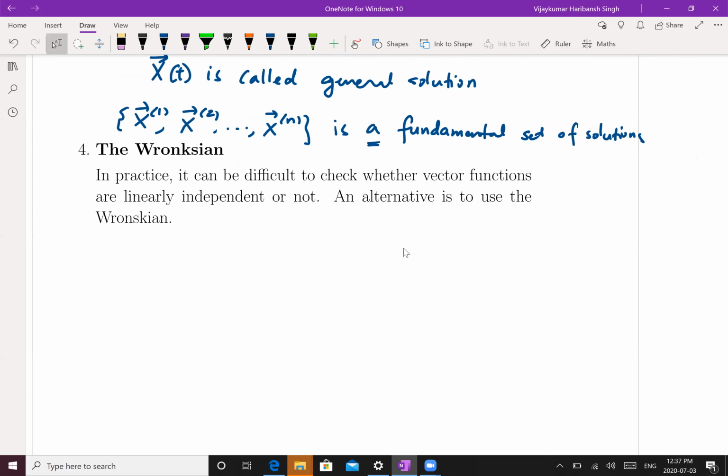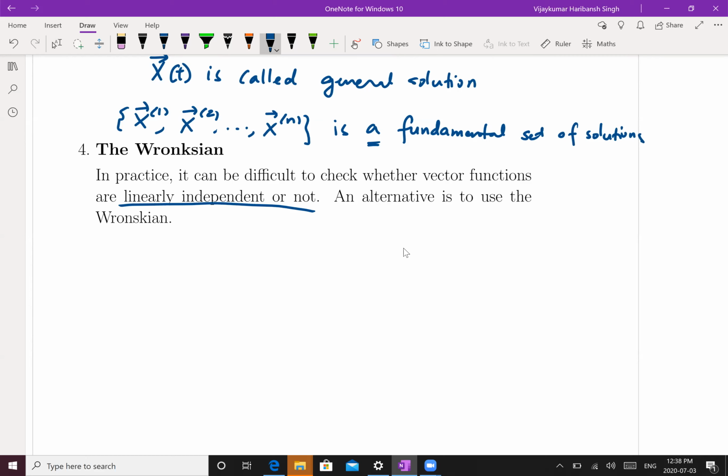So now, given n solutions, you want to check whether they are linearly independent or not. Why? Because if they are linearly independent, then we get the fundamental set of solutions. In the previous setup, we wanted to find the fundamental set of solutions. In general, it may be hard to check if the given vector functions are linearly independent or not. Hard is not the right word, it is tedious. So how do we bypass that? The idea behind that is the Wronskian.